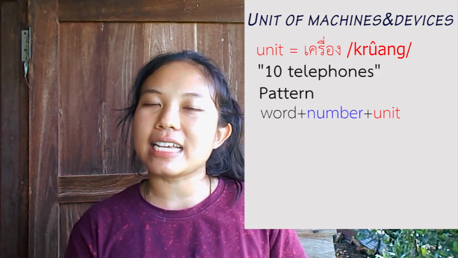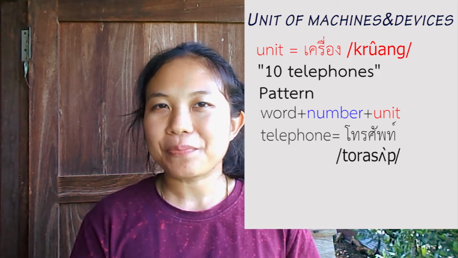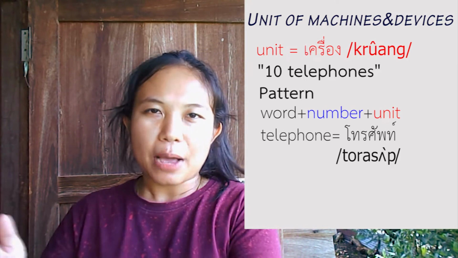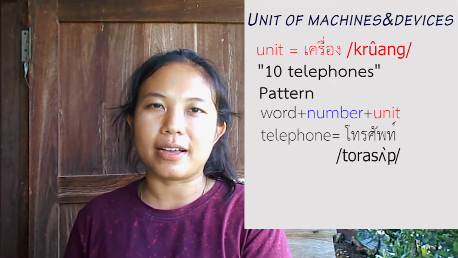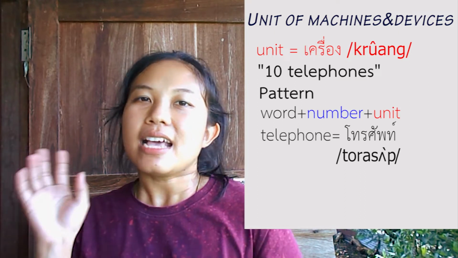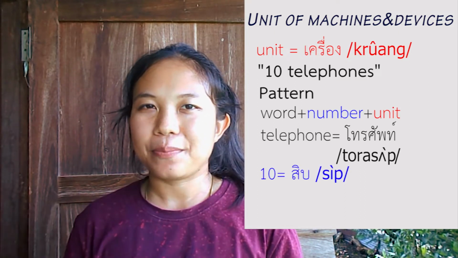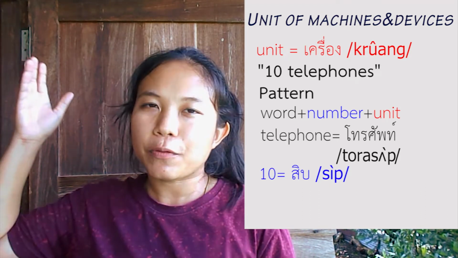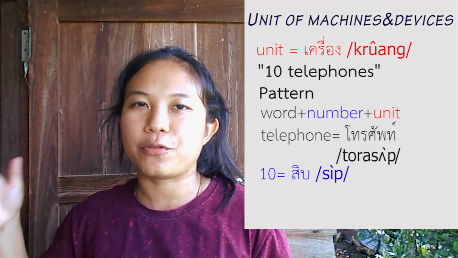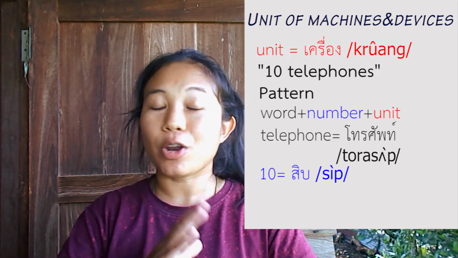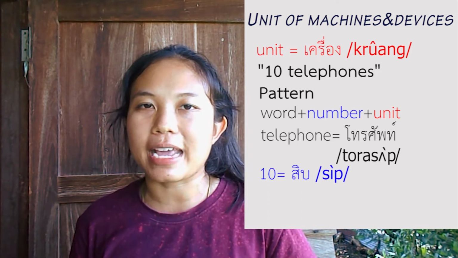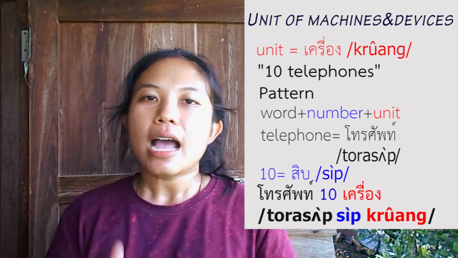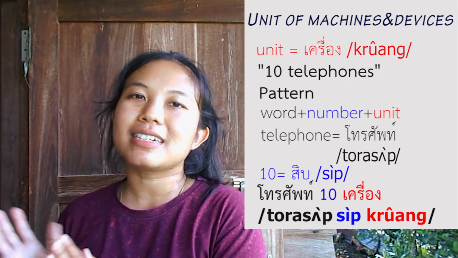The telephone is โทรศัพท์ and then 10, the number position that we have to add the number 10 in Thai, it is 10, and then the unit of the telephone is เครื่อง. We put เครื่อง at the end of the phrase, so our phrase will be โทรศัพท์10 เครื่อง.